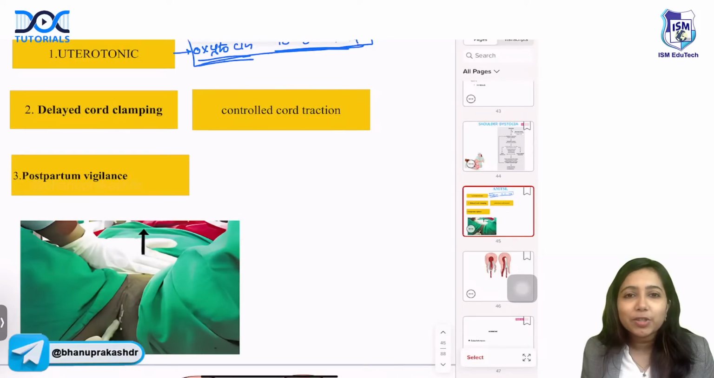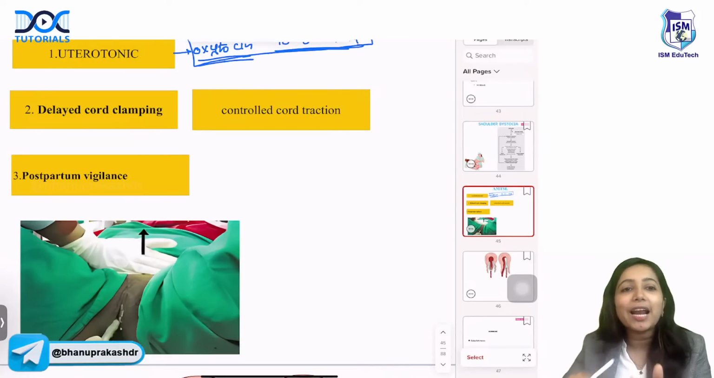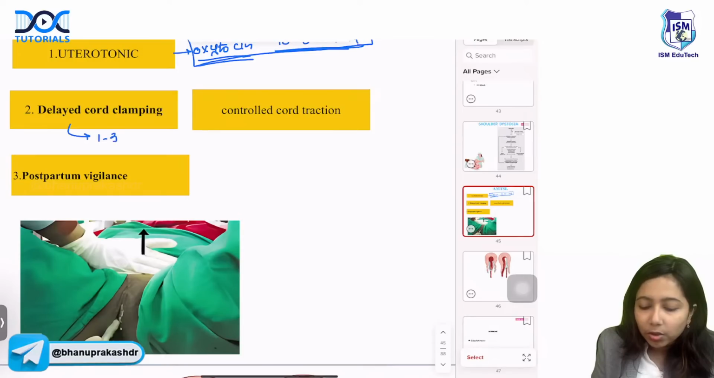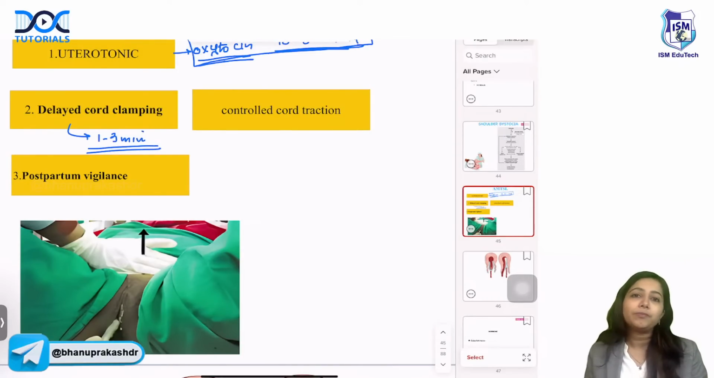Which is the image being shown here. This is basically controlled cord traction. I am not going to just pull out the cord. We will give a controlled traction to the cord only. Along with that, we can wait for 1 to 3 minutes before clamping the cord.